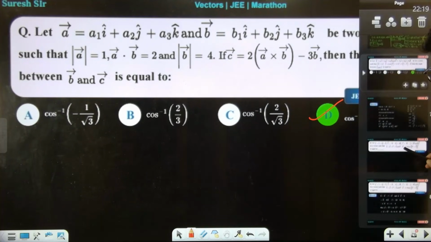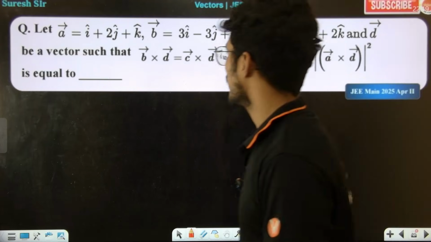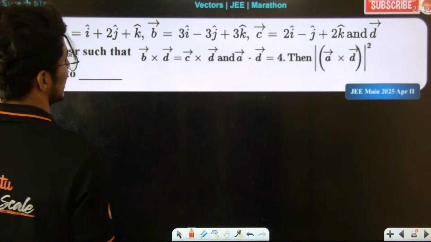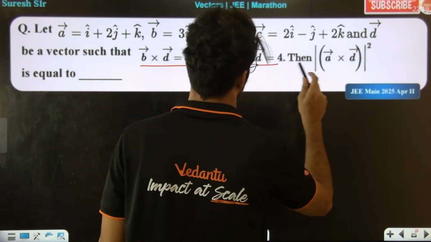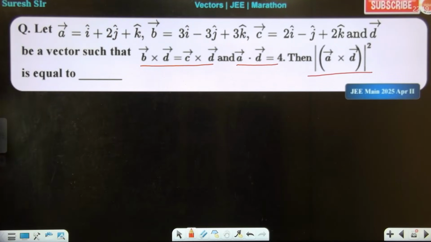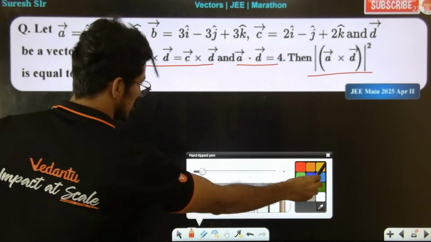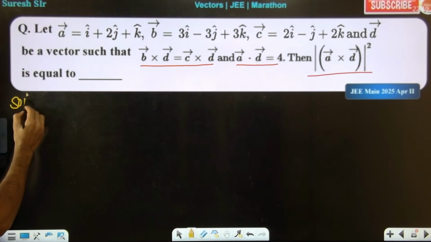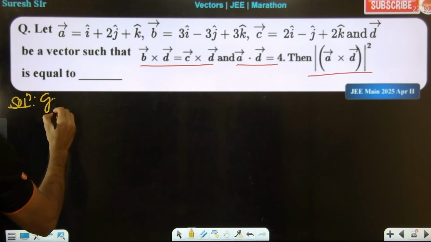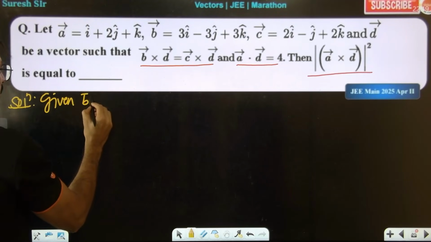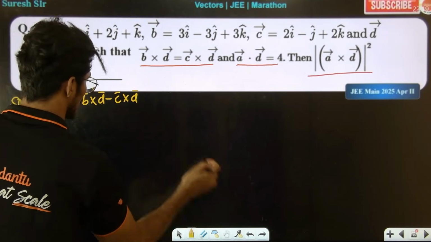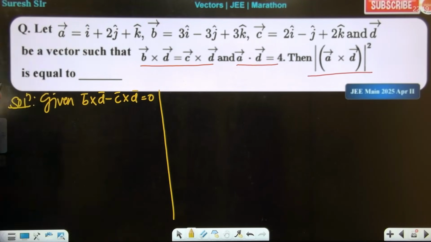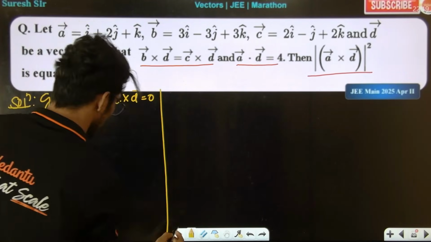Cool? Now A vector is this, B vector is this, C vector is this, and D is a vector such that A dot D is equal to 4, then magnitude of A cross D whole square is what, sir? Sir, same property I am going to apply here. Same logic I am going to apply. So what is the logic, sir? What have they given here? Given B cross D minus C cross D is equal to 0. You agree? Yes or no?